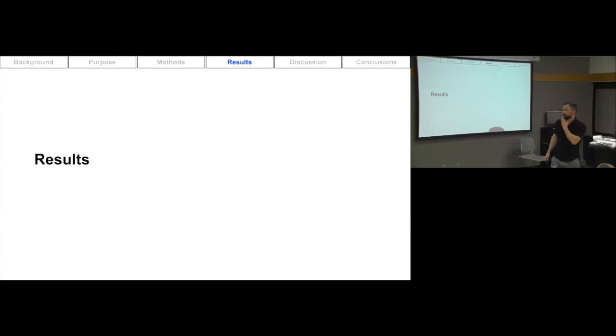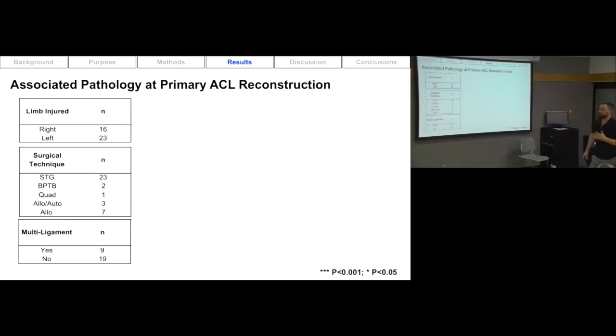So now for the results. Looking at the associated pathology at the time of primary ACL reconstruction, first of all, I want to highlight there was no real sense of more right side injuries or left side injuries. And also, coming back to my little point about the hamstrings tendon, the majority of the surgical procedures involved the semitendinosus autograft. So that seems to be the surgical procedure of choice for ski racers during that 15-year period.